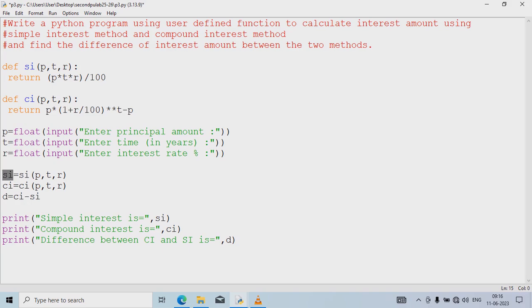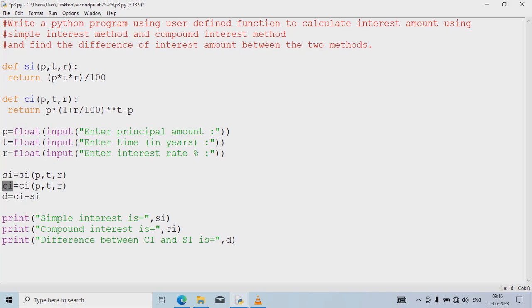Okay, now simple interest function name is itself SI. I called SI function, then passed p t r as arguments, and it will receive here as parameters. Then it will return, after calculating, p star t star r and divide it by 100, and return the answer to the same place. The answer will be stored in SI variable.